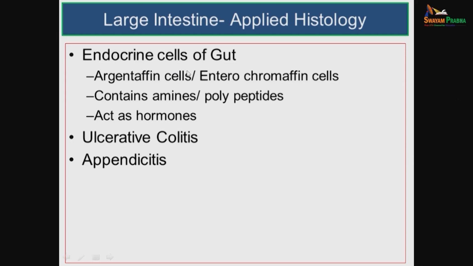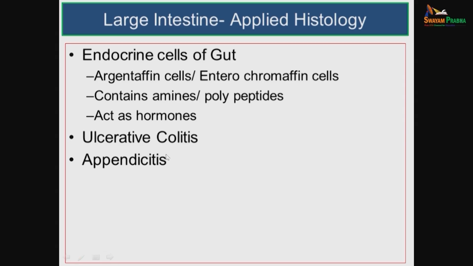We also already saw that in the tubular glands, there are a lot of endocrine cells of the gut, which are argentaffin cells and enterochromaffin cells. They are all amines and polypeptides and they act as hormones, not necessarily in the large intestine. They are secreted into the blood vessels and act as hormones in an area away from it. So, they are called paracrine hormones.